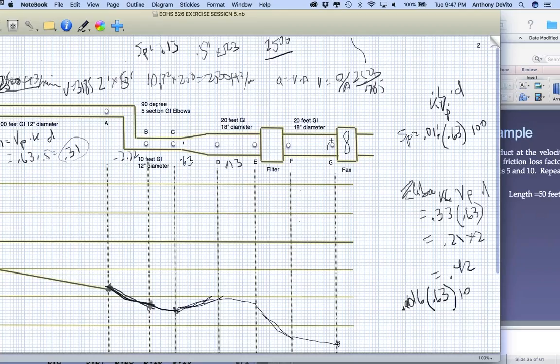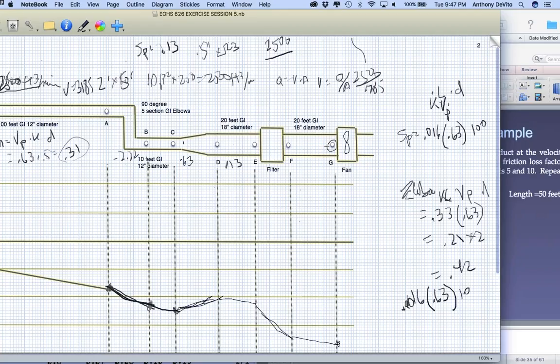That brings us to our fan. So what do I know now? I know Q, how much air I have to move. I know the velocity. I know the static pressure I need to generate at this point. If I know Q, I know how many pounds of air per minute I need to move. And I know what kind of suction pressure I have to generate there. I can figure out how much work that is. I know how to design.